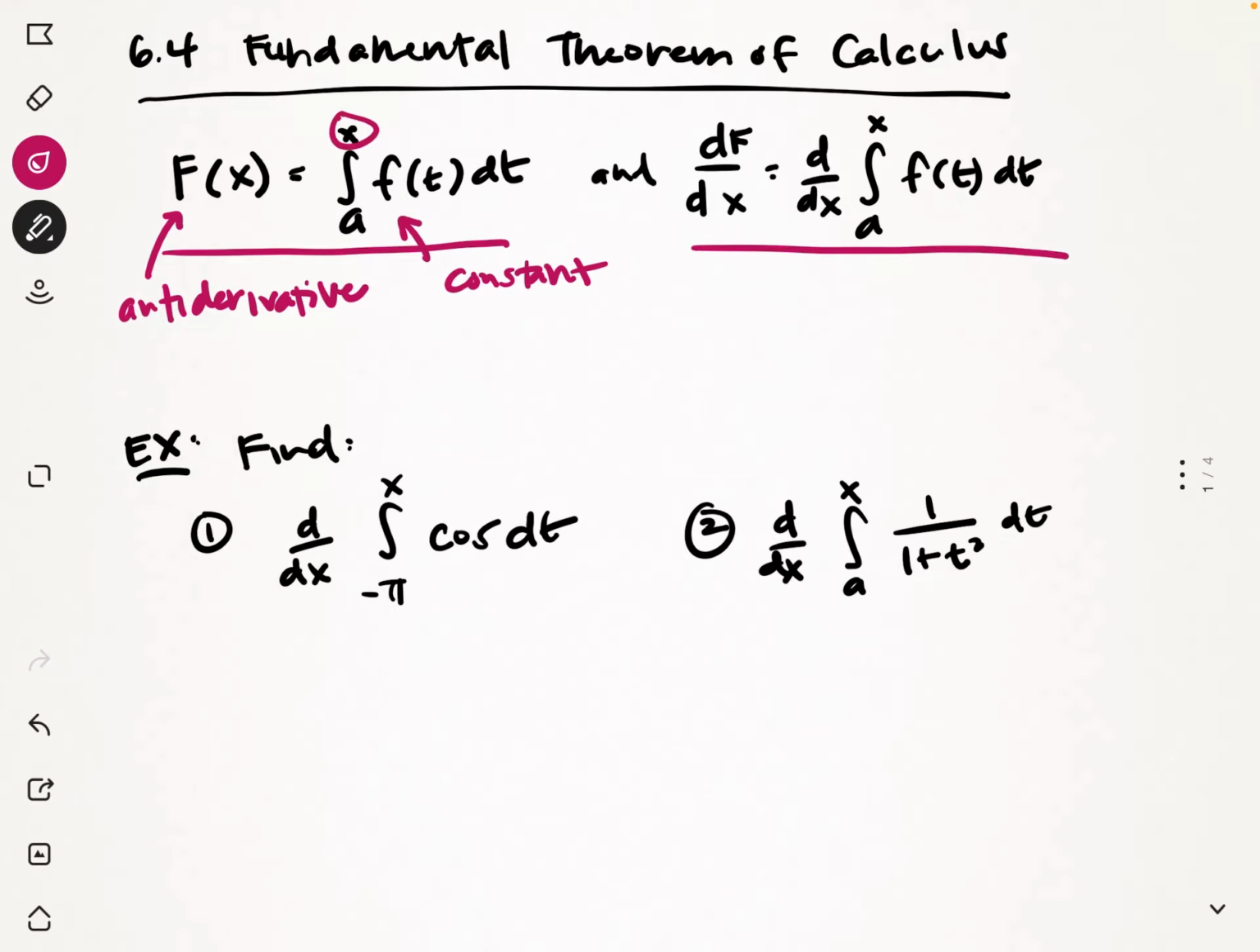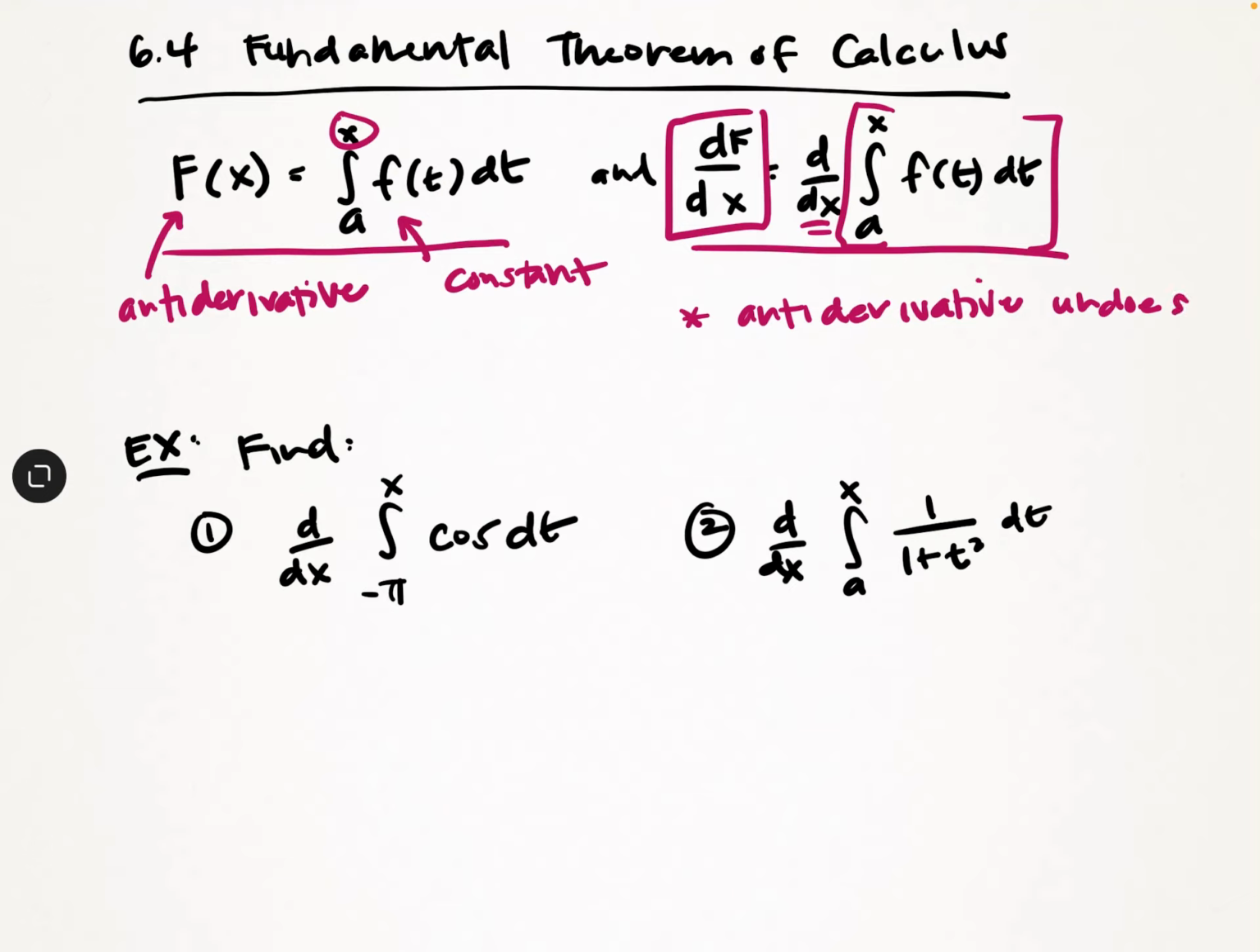And then the second part of this says that if we do the derivative of our antiderivative, right, because capital F represents the antiderivative, it's equal to, so this part is the derivative and the integral, this part is the antiderivative, right? So what it's saying is the antiderivative undoes the derivative. And vice versa.